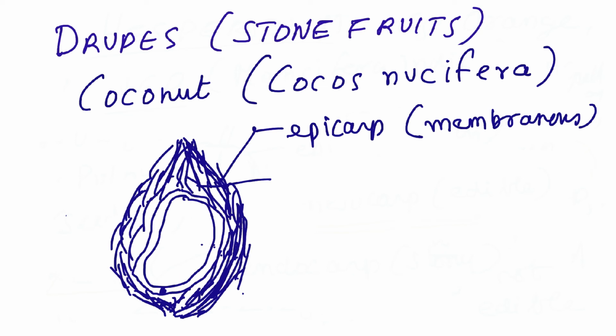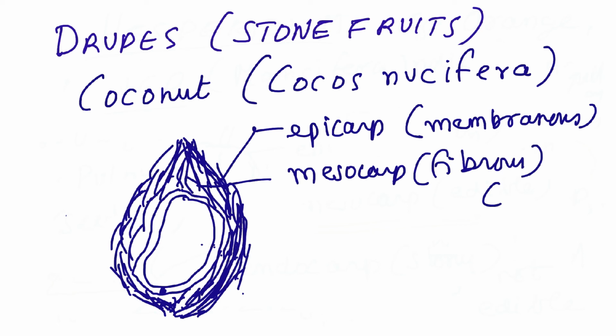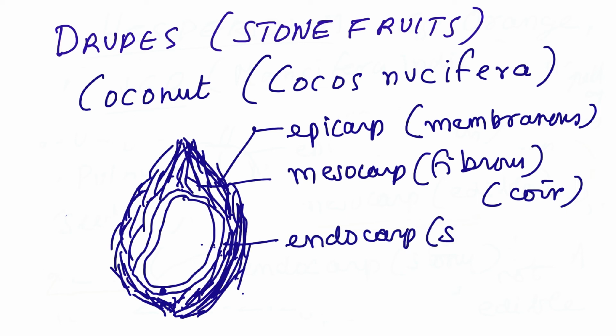And in coconut, the epicarp is membranous. Going on to the mesocarp, as I already mentioned, the mesocarp is of very high economic importance because the coir is developed from the mesocarp, and in coconut, the mesocarp is fibrous. Going on to the endocarp, which is stony, a very tough structure.